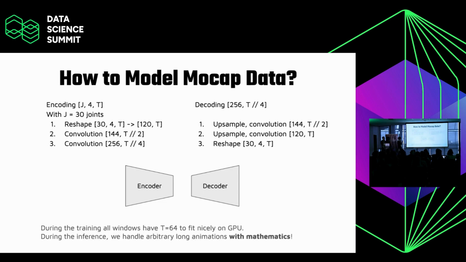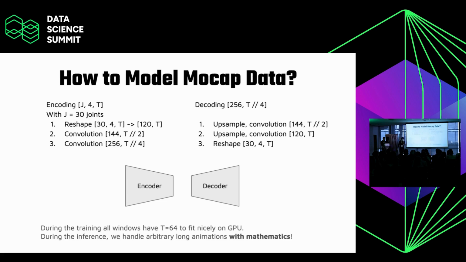But the point is, during the training, we can cut the whole animation into windows, overlapping or non-overlapping. But the point is that they will all fit nicely on the GPU. We can make a batch size of, I don't know, 128, and that's fine. But during the inference, we can handle arbitrarily long animations with mathematics, basically. We don't have to do any gluing, sticking, and fixing. It's all handled by convolution layers in the network.